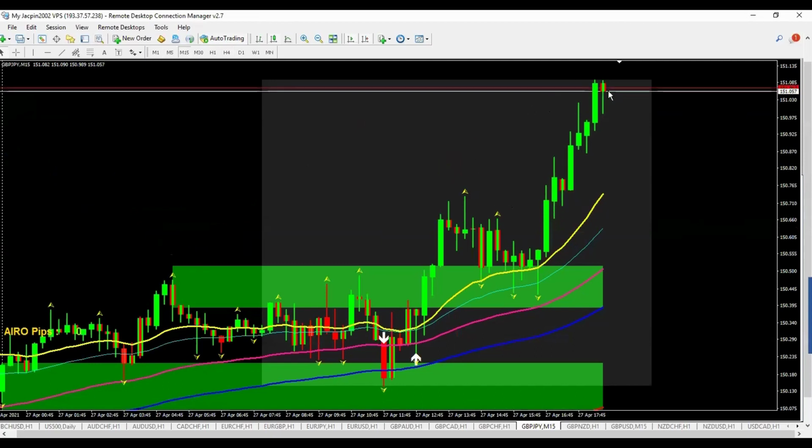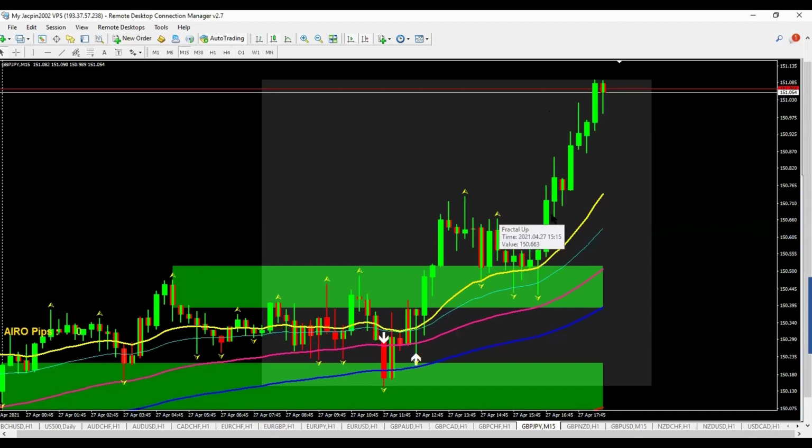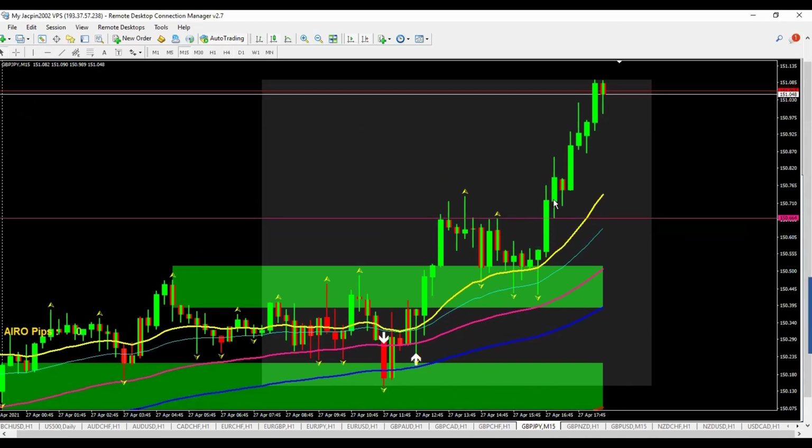So again, the same thing. This was a fractal breakout. Could have gave you your entry right here. Boom, right there. Above the 200, above the arrow MA. This is the candle that closes. Take your trade. Boom. Off we go.